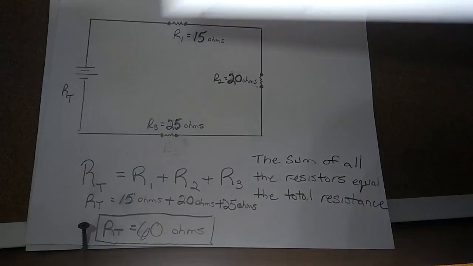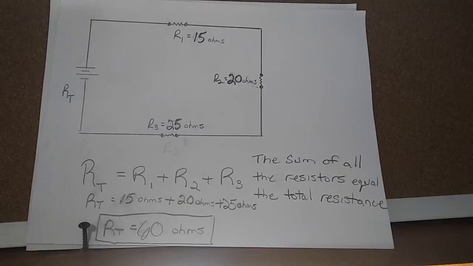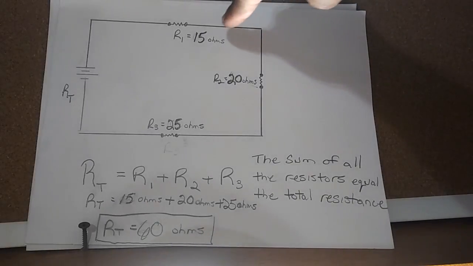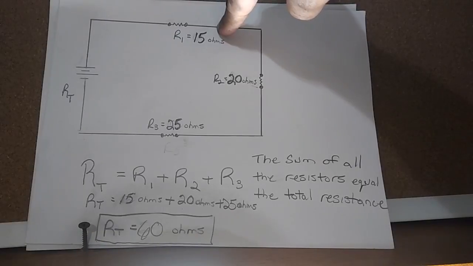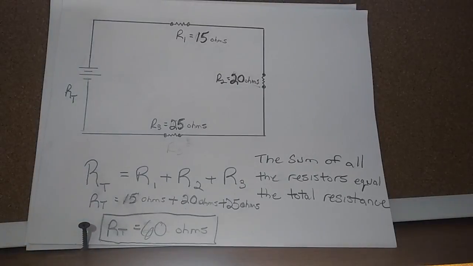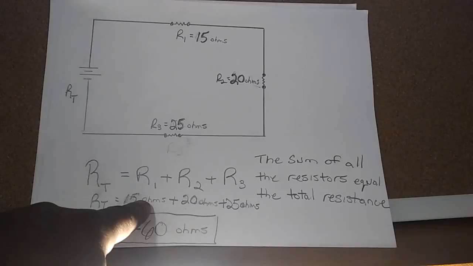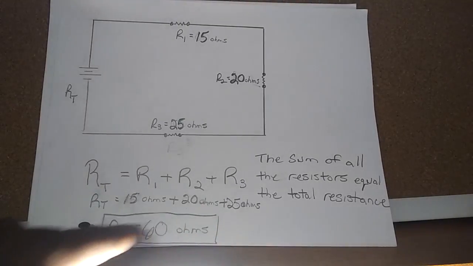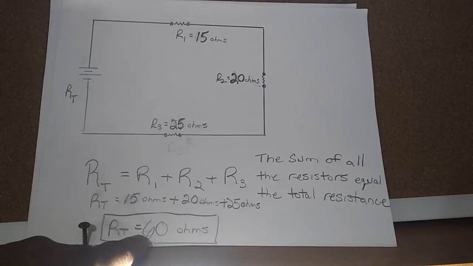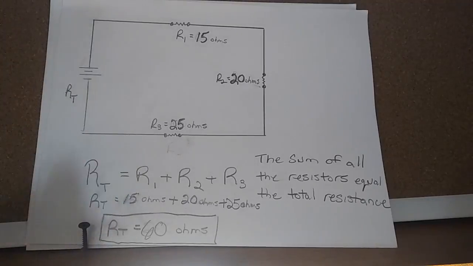Okay, let's look at the resistors. The rule in a series circuit is that the sum of all the resistors equals the total resistance. Resistor 1 is 15 ohms, resistor 2 is 20 ohms, and resistor 3 is 25 ohms. So the sum of all three resistors, 15 ohms plus 20 ohms plus 25 ohms, gives a total resistance of 60 ohms at the power source.